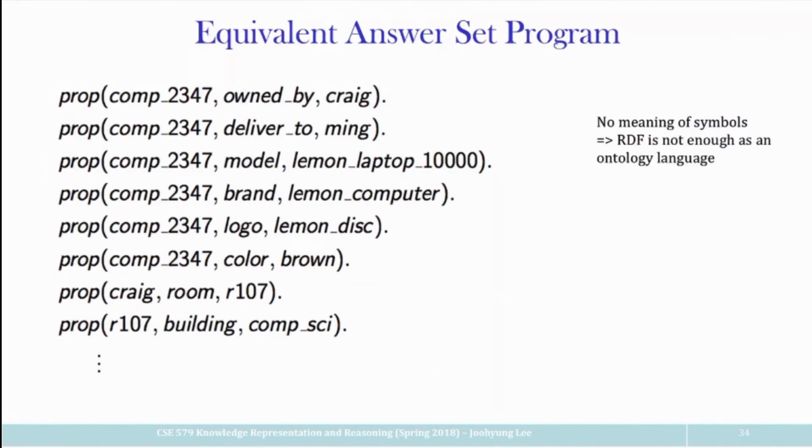It's quite simple. It's just this, right? We already saw. It's just a fact. There are a bunch of facts. There is actually no rule. Okay? You say prop this subject relation object. That's it.